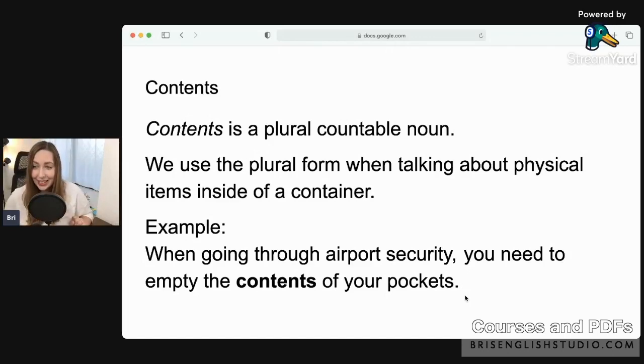Okay? So contents with an S is physical items. We're going to talk about physical items. Okay? Very good. We have one more.